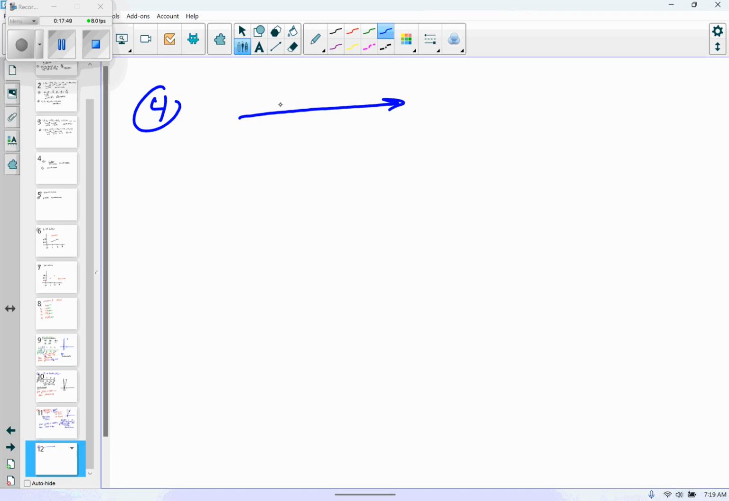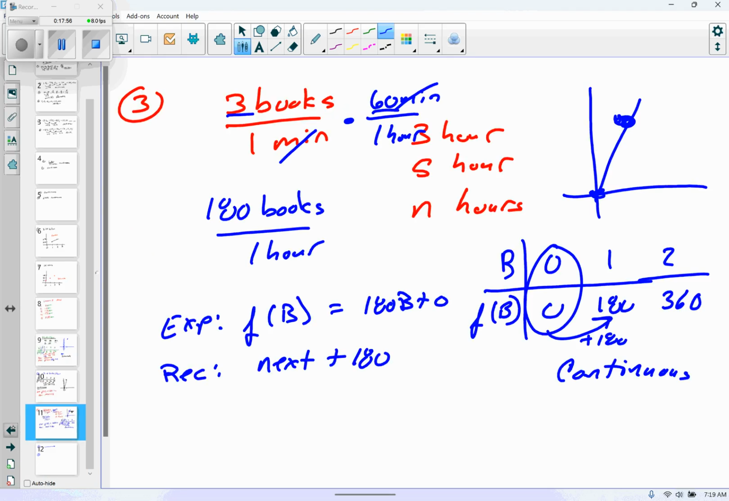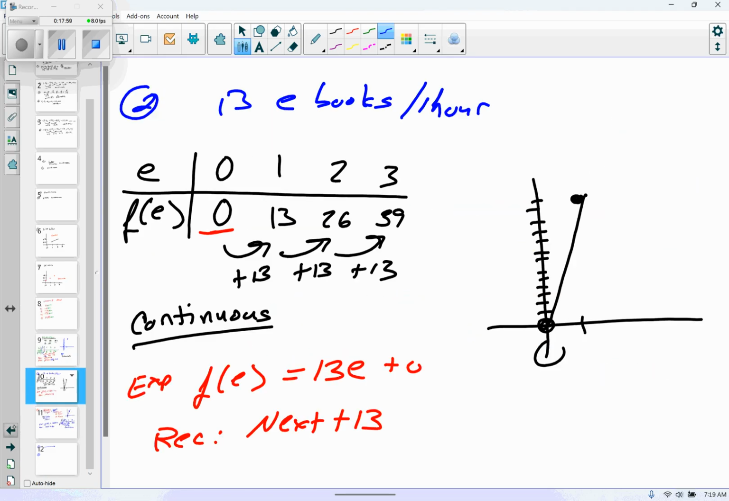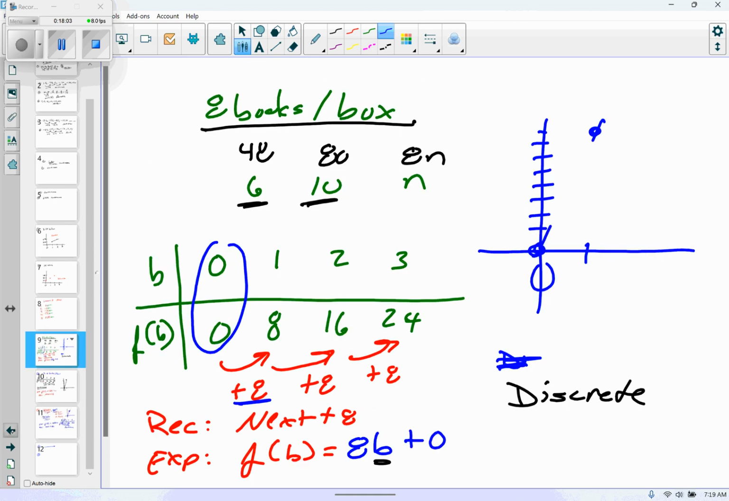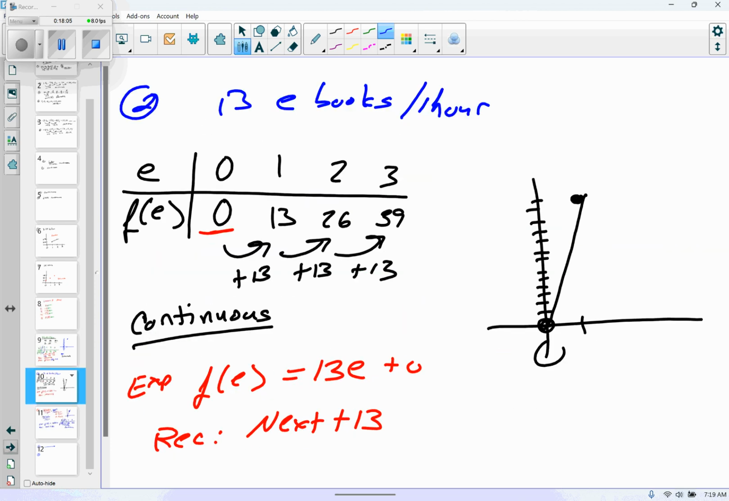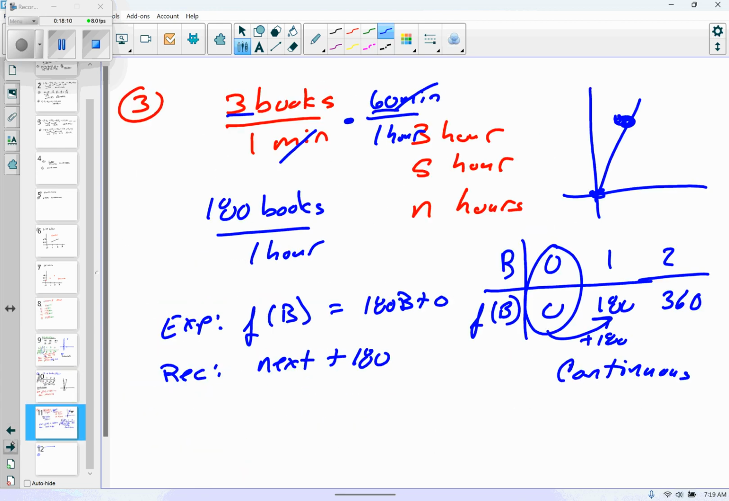Number 5 says, which of these situations, 1 through 3, represents discrete, which represents continuous? Well, we just went over it. Number 3 was continuous. Number 2 was also continuous. And number 1 would have been discrete. I guess we could also argue this one could be discrete because we can't do a portion of a book. There's a good argument for that, so I'm not quite sure which way we want to go.